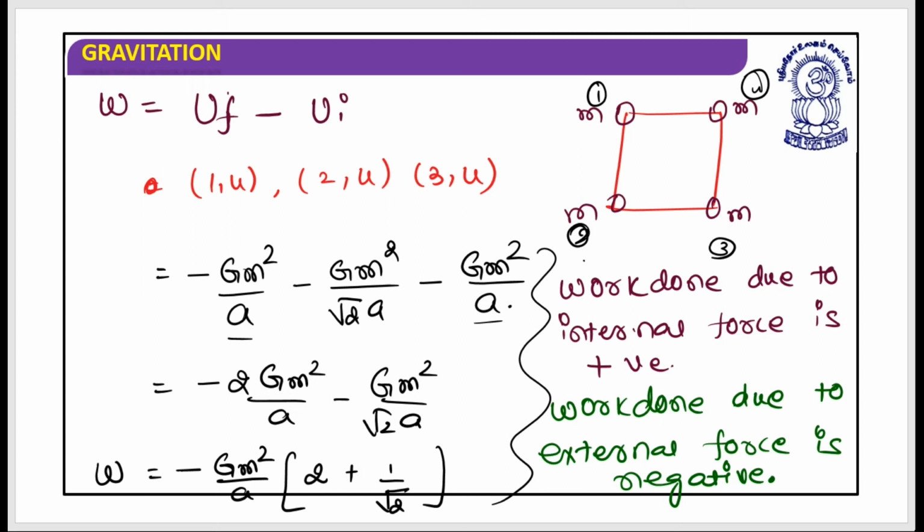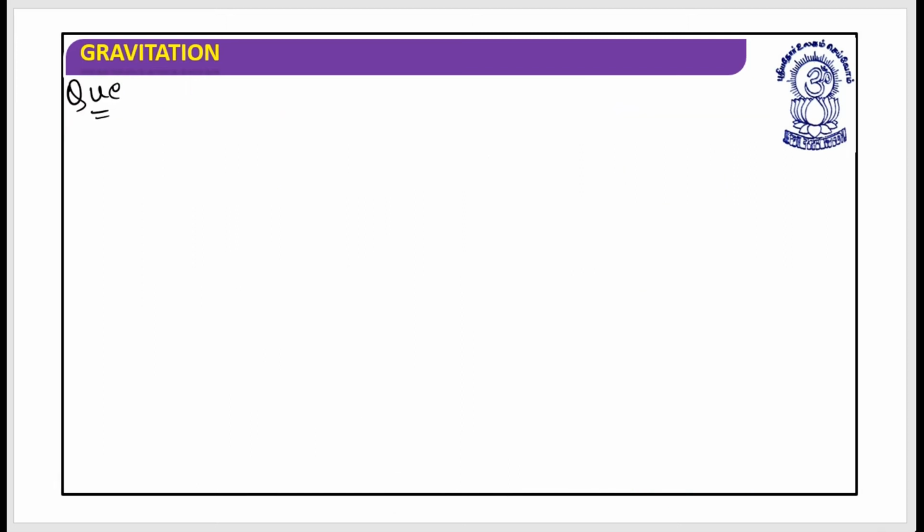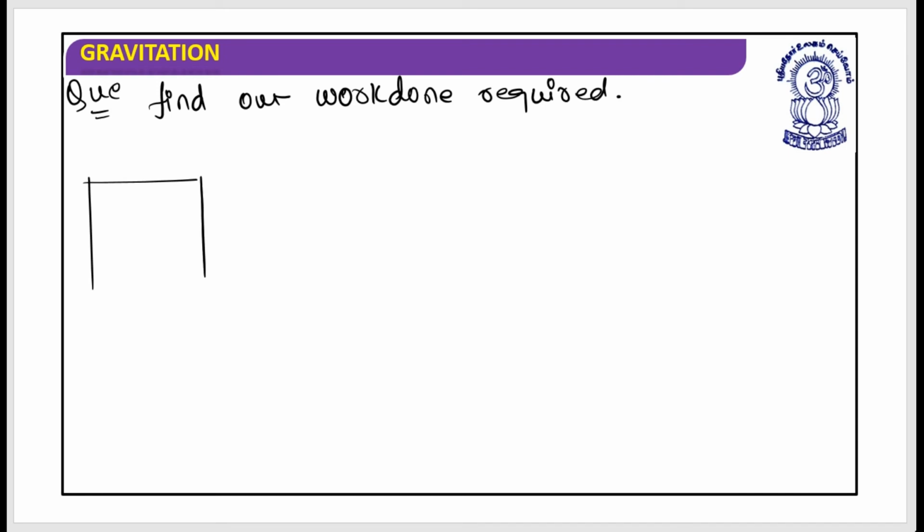Anything? No? Good. The question has asked: find out the work done required. Now, for what? Let's have a look. It's a square system, and initially these four masses M are there. It's an initial system, and the fifth mass, which we call capital M, is at infinity.